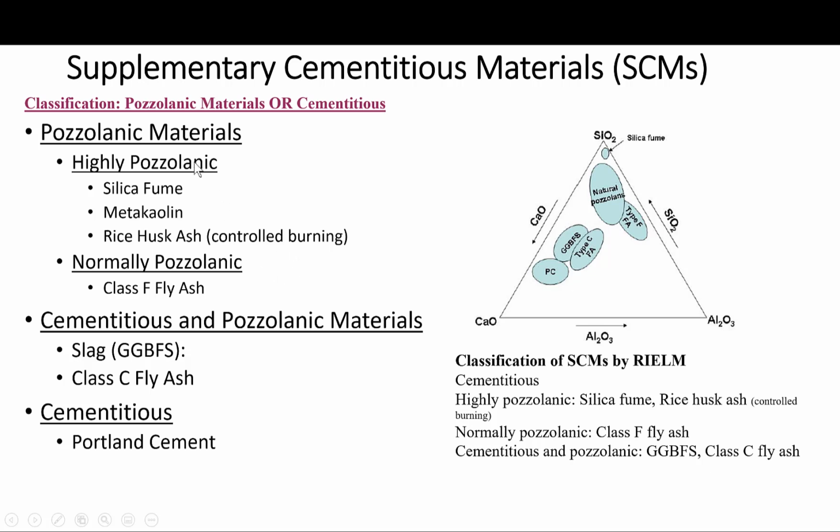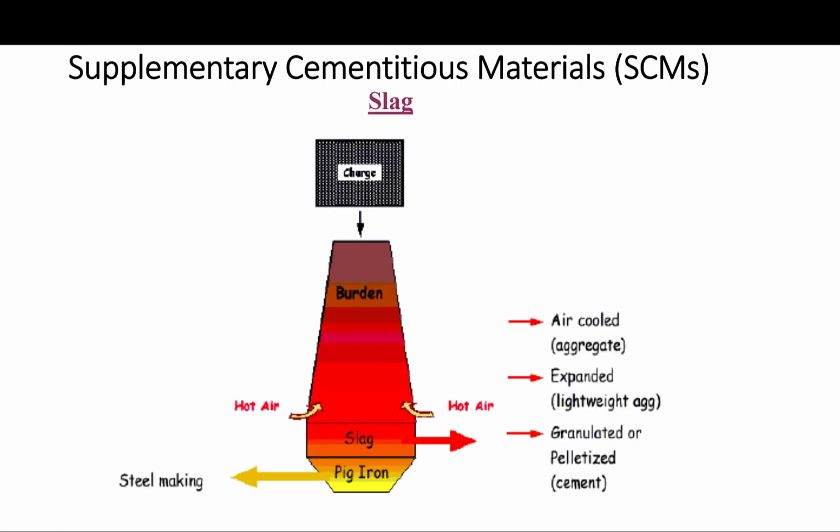These are called highly pozzolanic, or normally pozzolanic, such as the class F fly ash. The other category can be cementitious. They offer cementitious properties and also pozzolanic properties, such as slag and class C fly ash. Of course, the cementitious material is the Portland cement. And again, don't worry about this. We will discuss this in detail. I'm just showing this slide as an example. We will go over it.